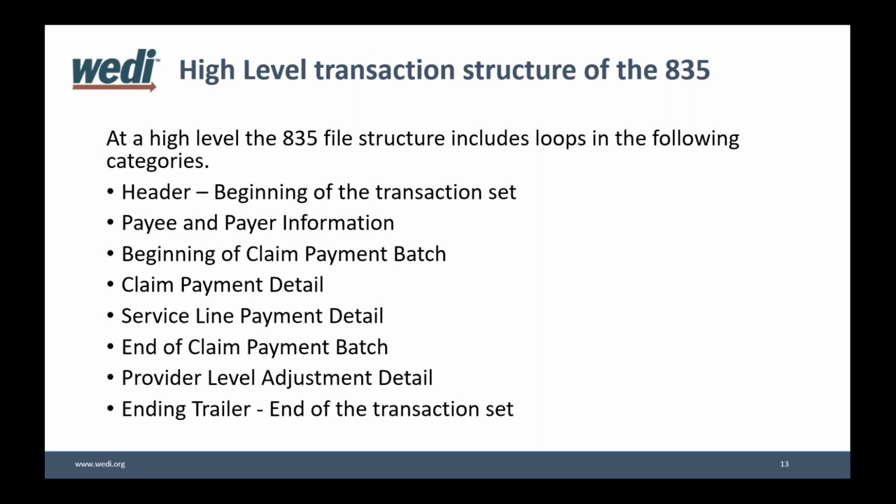Now, the high-level transaction structure of the 835 is composed of loops. You have the header, the beginning that tells you the 835 is starting. You have the payee and the payer information. Then you start with the beginning of the claim payment batch. That includes the claim payment detail, the service line payment detail, and then you're at the end of the claim payment batch. Then you go to the provider level adjustment detail. And after that information is complete, you have the trailer, the end of the transaction set.